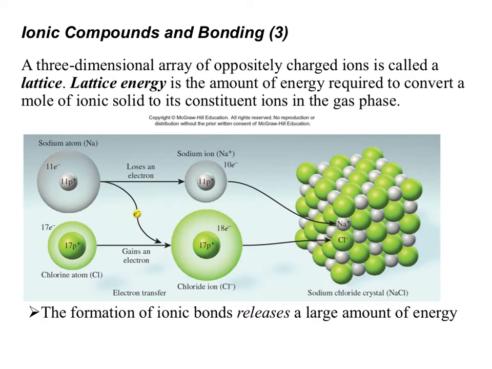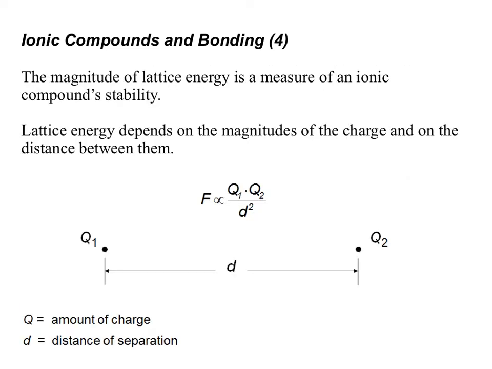The formation of ionic bonds releases a large amount of energy. If you think about it, you have loose particles that are in motion, and they have to all come to a standstill in a solid to release energy. The magnitude of lattice energy is a measure of an ionic compound's stability.